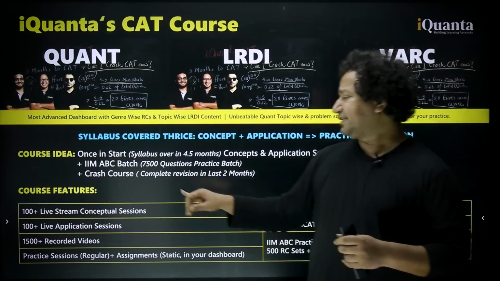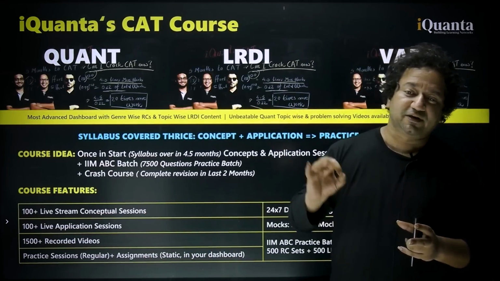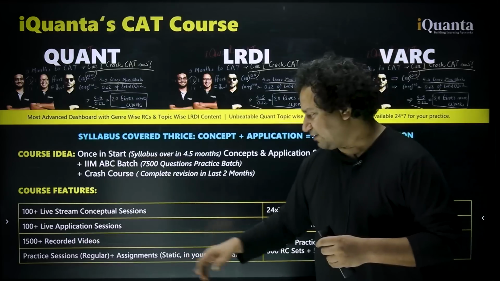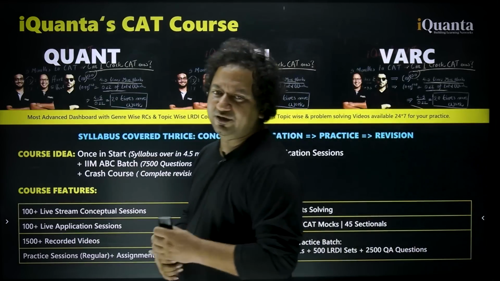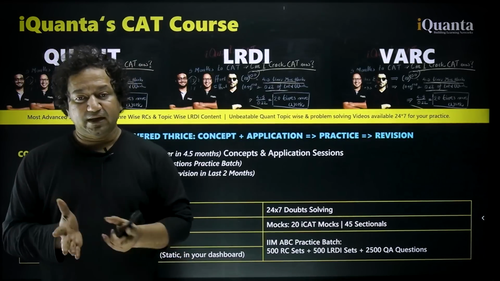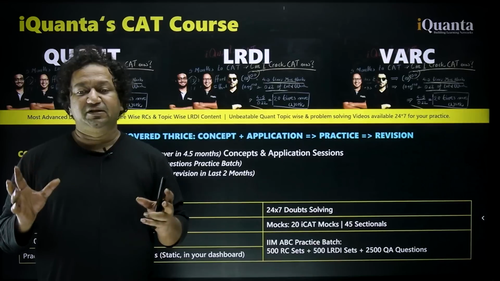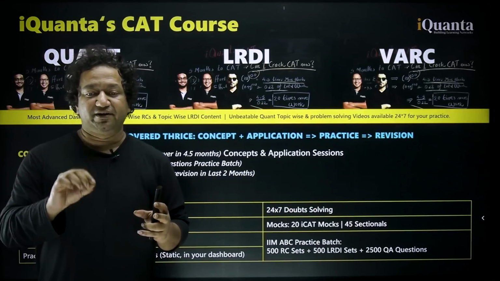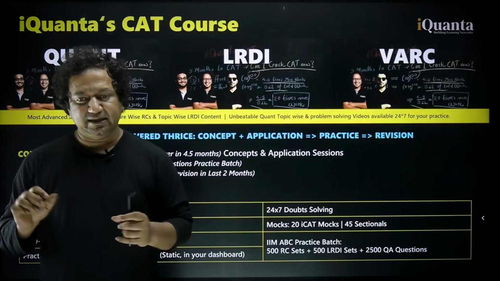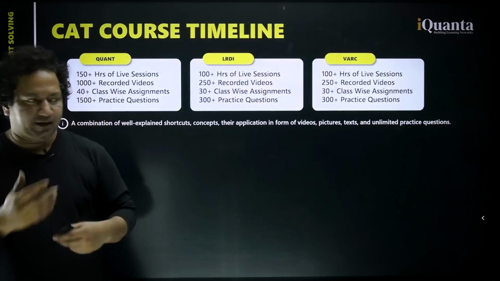You have 100 plus live streaming conceptual sessions, 100 plus live application sessions, 1500 plus recorded videos, practice sessions regular and assignments that will be static in your dashboard. Then we have 24/7 doubt solving, the 20 ICAT mocks and 45 sectional tests. Apart from that, we have an IIM ABC practice batch in which you will be getting 500 RC sets, 500 LRDI sets, and 2,500 quant questions. This is the entire course flow.